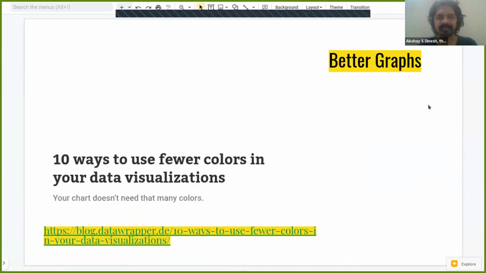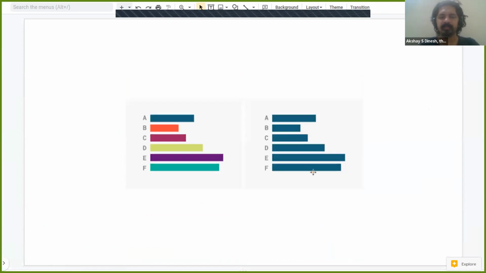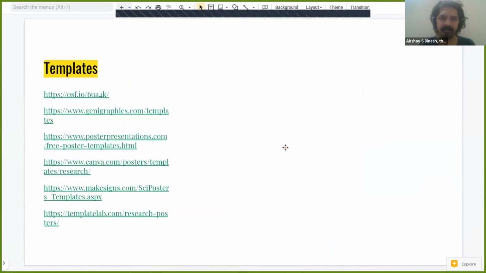This is on design tips. So, how to decrease the number of colors. You can see on the left, there are too many colors, but on the right, there are only very few colors. That makes it aesthetically more appealing.